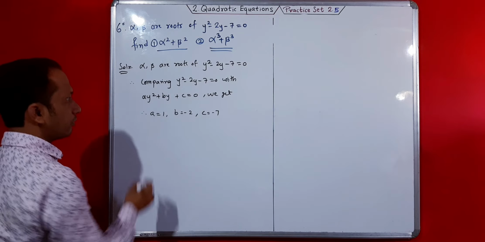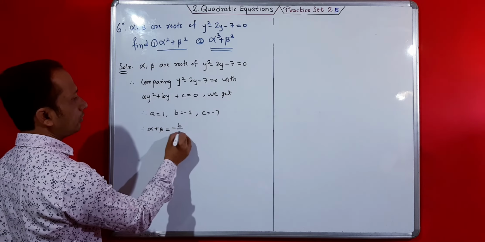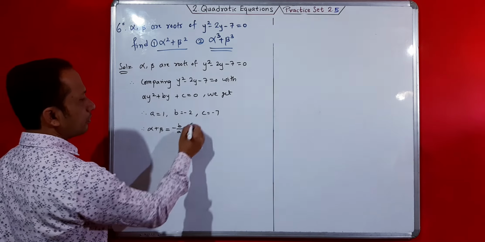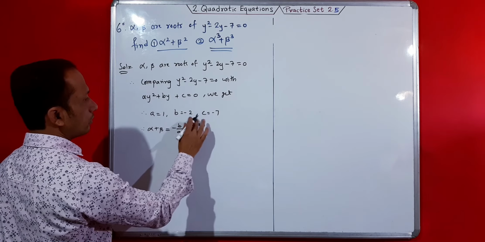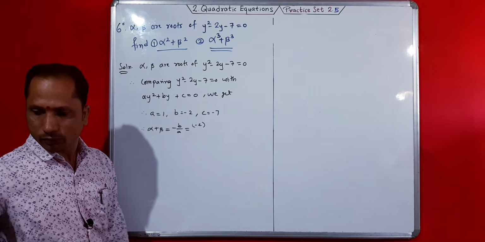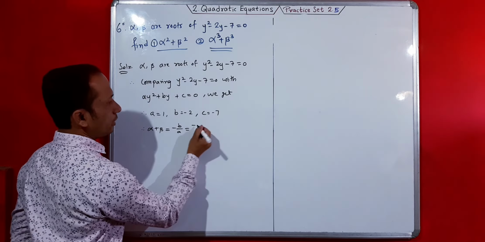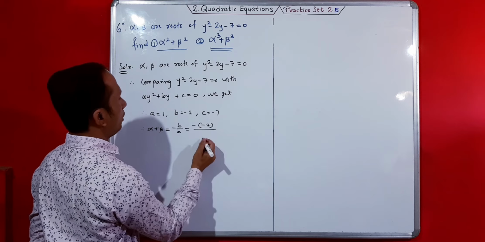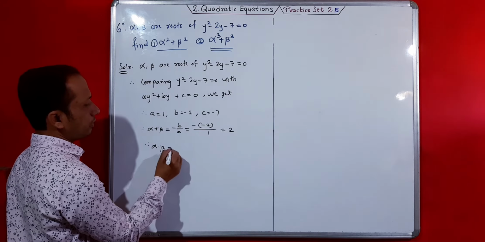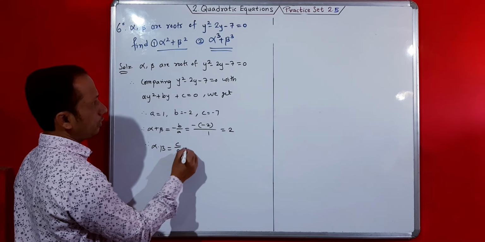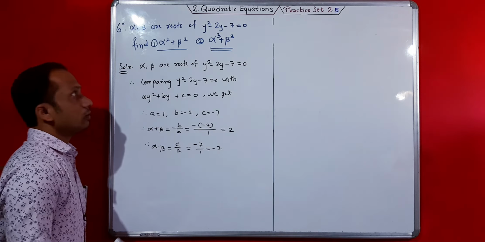Therefore you know that alpha plus beta is equal to minus b upon a. So what is minus b? Minus of minus 2. I will write properly. So it is 2 upon a, which is 1, so it is 2. Then alpha into beta is equal to, you know that, c upon a, minus 7 upon 1, so it is minus 7.